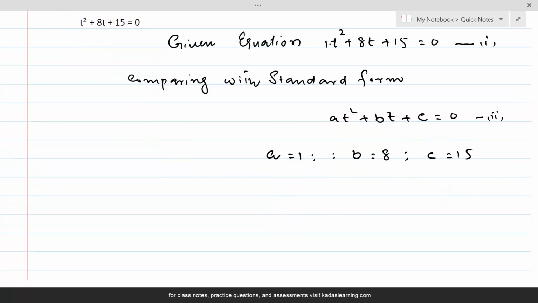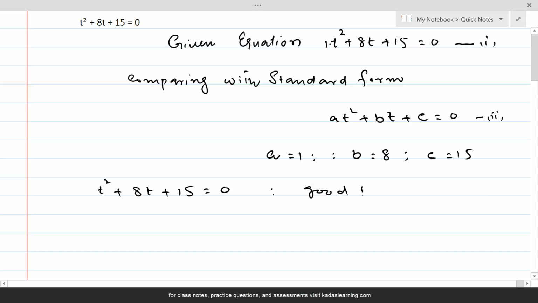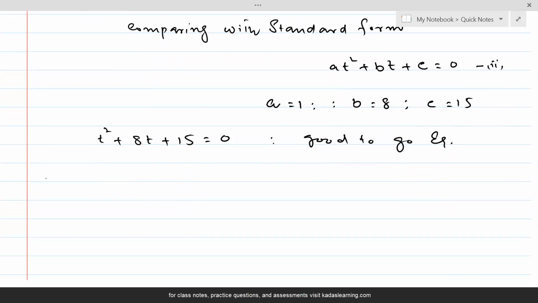It is important that we have a is equal to 1 always. If a is not equal to 1, then we divide the entire equation to make a equal to 1. Therefore, t square plus 8t plus 15 is good to go because a in this case is already equal to 1. And now for step 1, we are going to move the constant term, which is 15, to the right hand side.